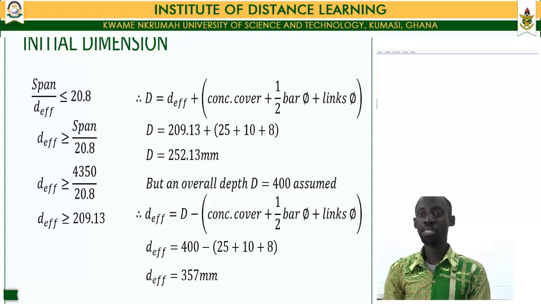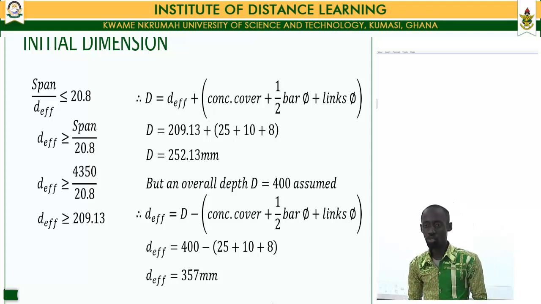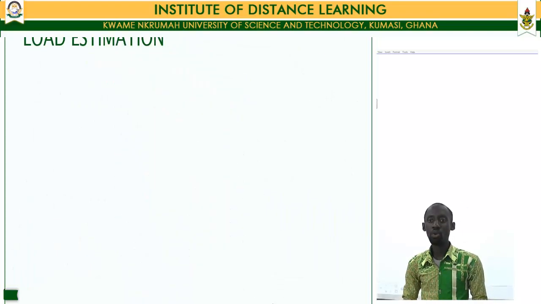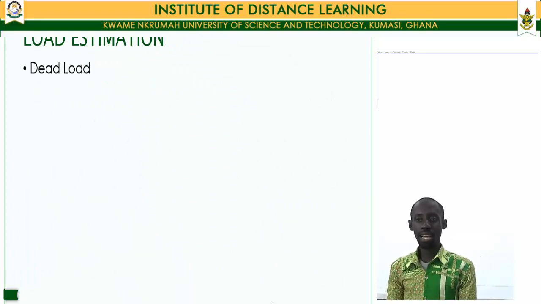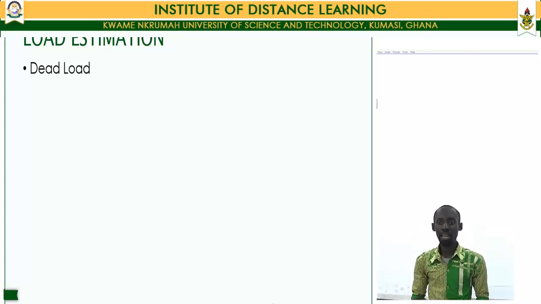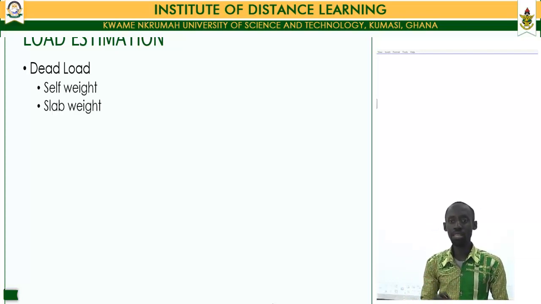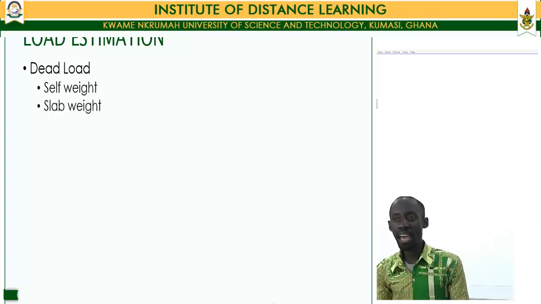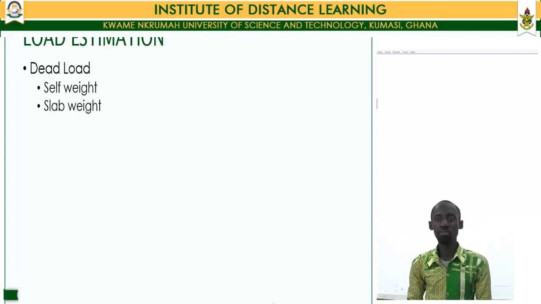Now, having established our initial dimension, the next thing for us to do is to go ahead and estimate the load that the beam is supposed to carry. For our load estimation, as we did under the slab design, we'll estimate our dead load as well as our live load. Considering our dead load, the elements that would make up our dead load would be the self-weight of the beam and every load that we had on the slab, which would be transferred onto the beam.